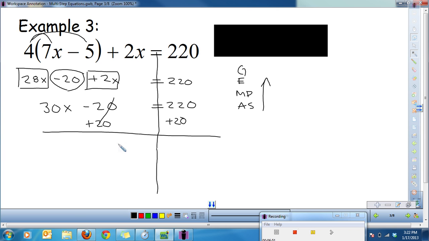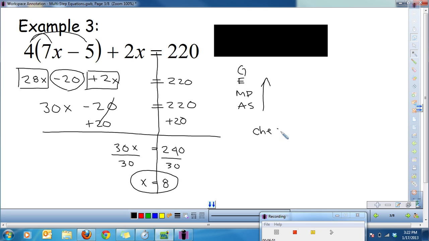These cancel out. I'm left with 30x equals 220 plus 20, which is 240. Now I see that we're saying 30 times x gives me 240. I'm saying, okay, how do I undo times 30? I'm going to divide by 30. 240 divided by 30 is 8. So I think that x is 8.